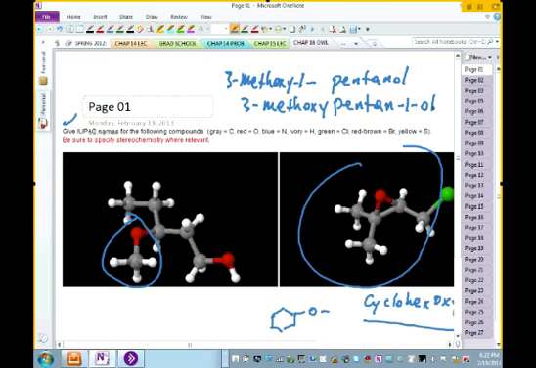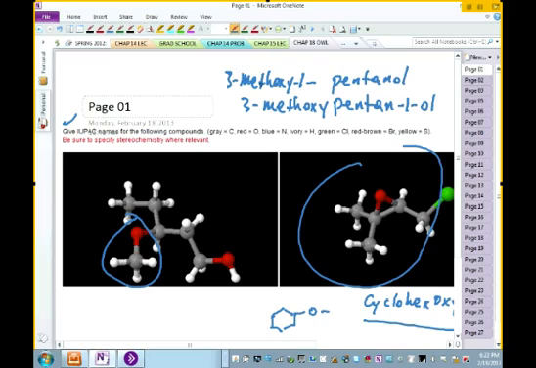Do you not have to use number one? Yes, you do have to, because the hydroxy group could be on any of these carbons here. You have 5 carbon atoms in pentanol, so the hydroxy could be on any one of those carbons. In this case, you have to indicate the position of the hydroxy. Okay, so anyway, now we know what our ethers are.